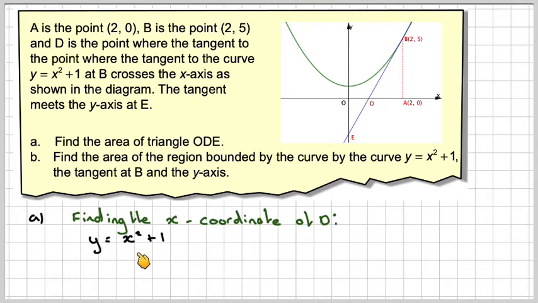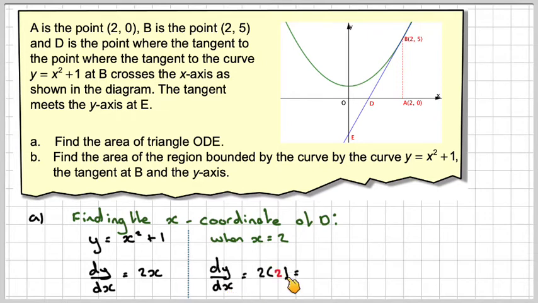So y equals x squared plus 1 is the curve. If we differentiate that, we get dy/dx equals 2x. At the point where x equals 2, because this is the point where we have the tangent, dy/dx, which represents the gradient, will be 2 times 2, which is 4. So the gradient of this line is 4.